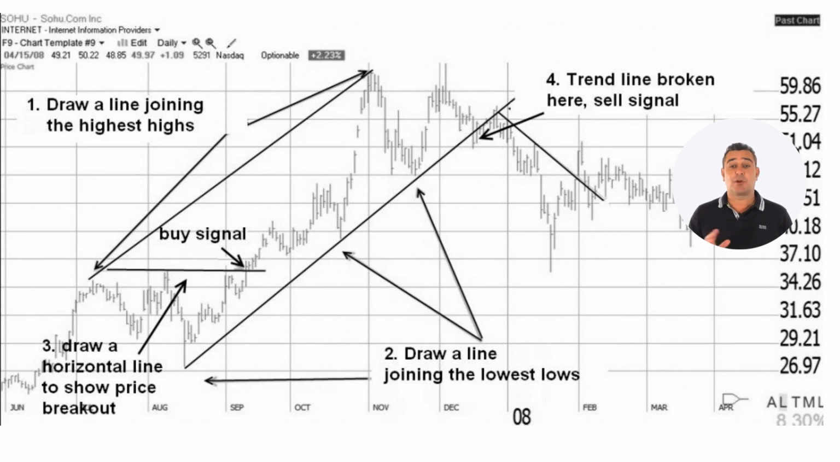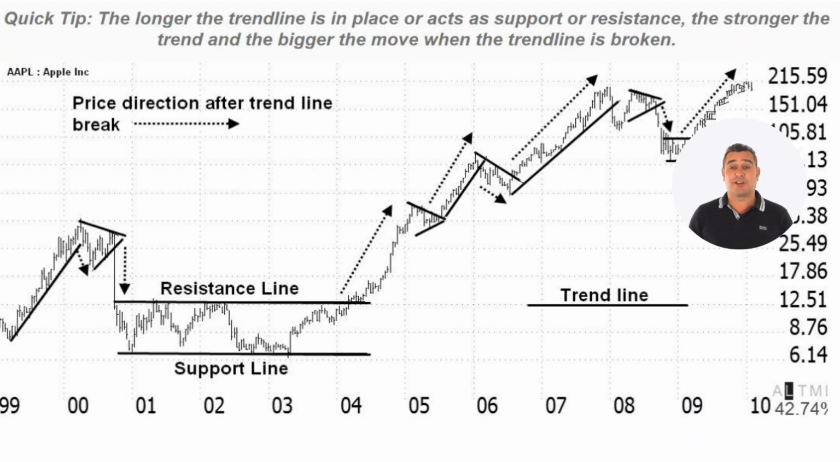Now we move on to one of the most powerful tools in chart reading, trend lines. A trend line is simply a straight line that connects either the highs or the lows on the chart. If the line slopes upwards, you're looking at an uptrend. If it slopes downwards, it's a downtrend. And if it moves sideways, the stock is consolidating.